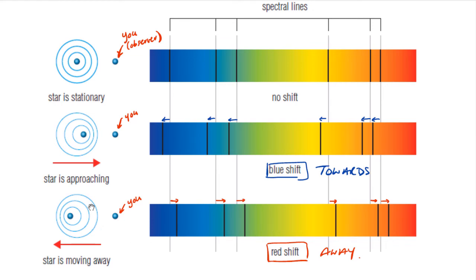Keep in mind, maybe you're the one that's moving. It is possible. A star could be stationary, and then as you come towards them, you could see a blue shift or you could see a red shift if you were moving away from that star. But in general, we're talking about the motion of the stars.